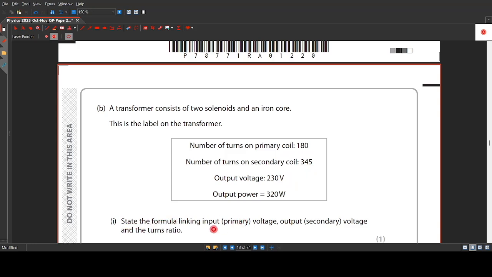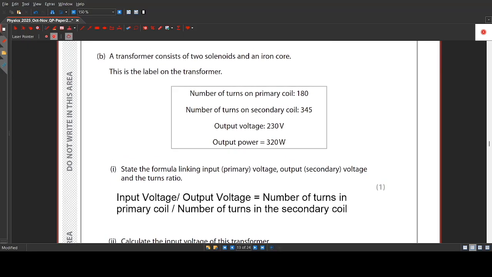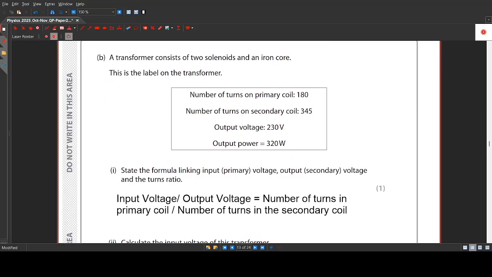State the formula linking input primary voltage, output secondary voltage, and turns ratio. So we will have to keep this one memorized as well. That is, primary voltage over secondary voltage is equal to the number of turns in the primary coil over the number of turns in the secondary coil. Or you can write the formula in terms of input voltage and output voltage as well. That represents the same thing as voltage in the primary coil over voltage in the secondary coil, because the voltage in the primary coil is the input voltage and the voltage in the secondary coil is the output voltage.